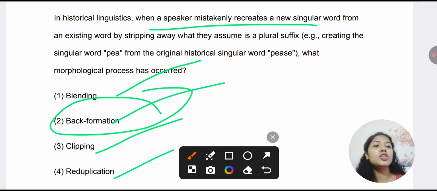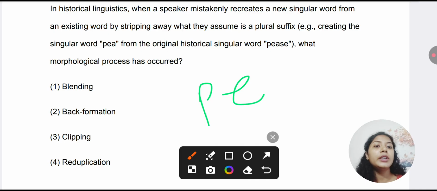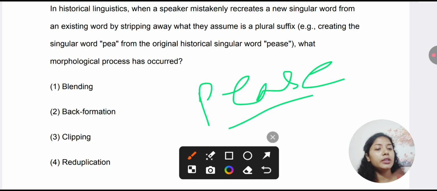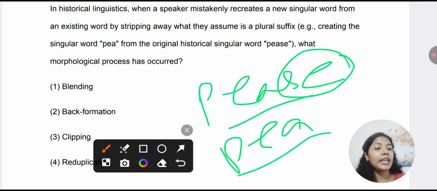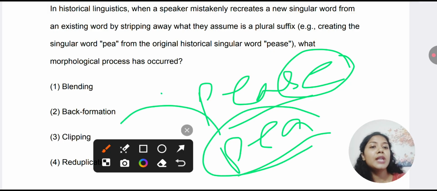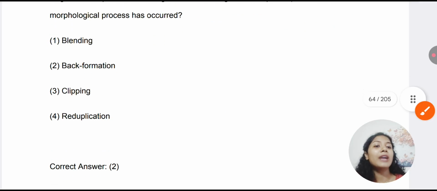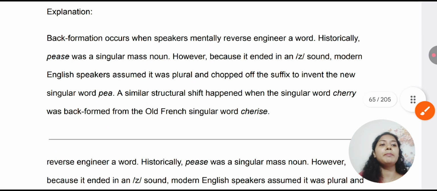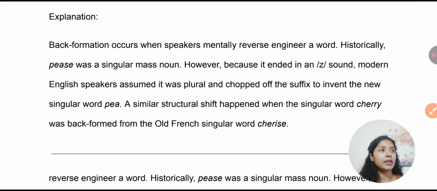So it is the option back formation. Like we have used the word peace in earlier times, but here we have used only the word pea. So if he mistakenly used it, there is an error. This was also used these days to define pea, meaning a legume, right? So this is back formation, that is, from the back of words you remove the word or letter and form a new one.